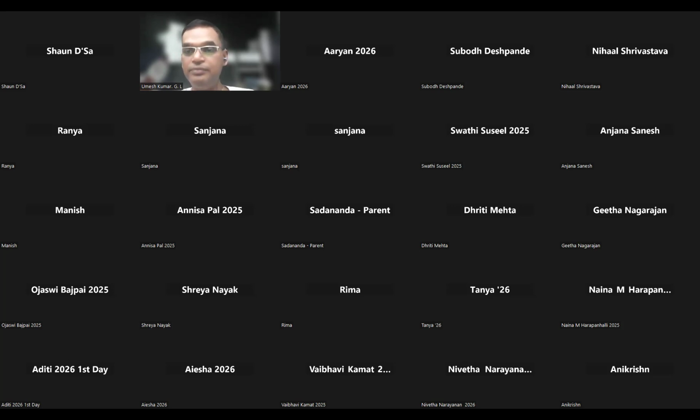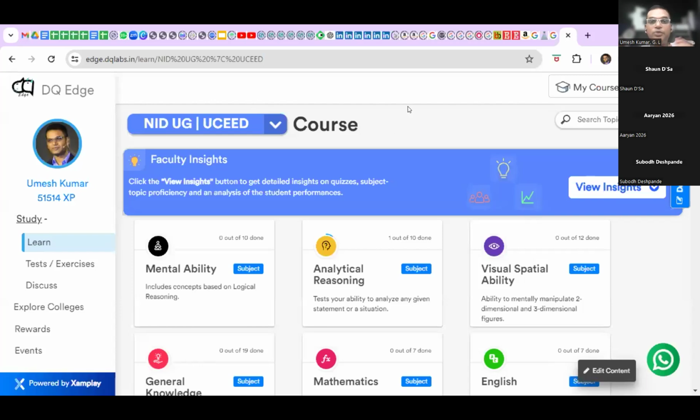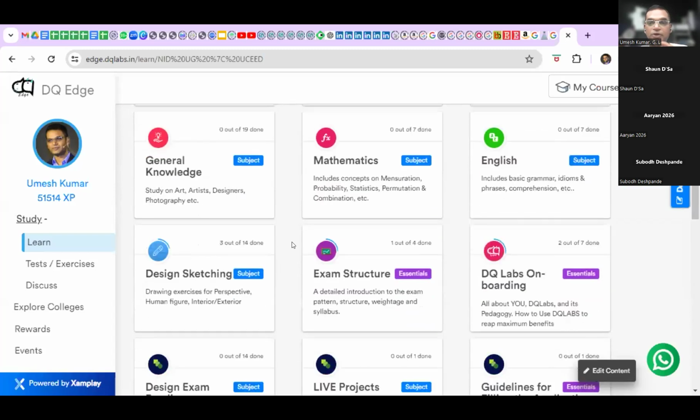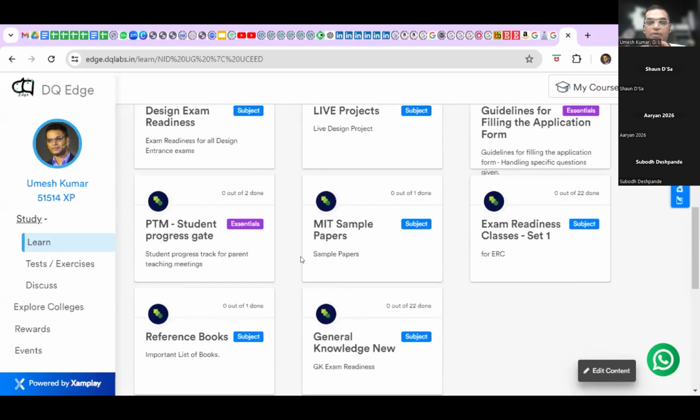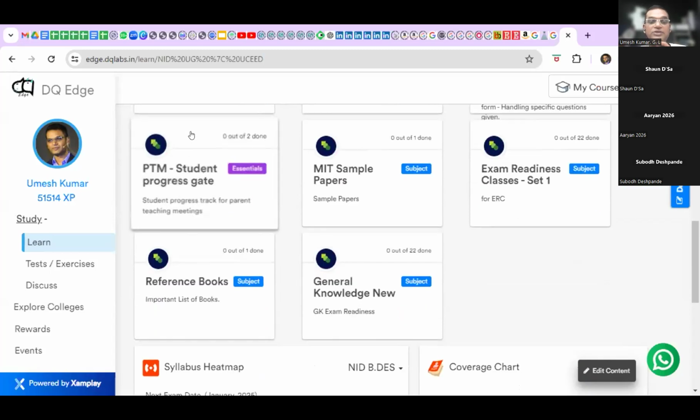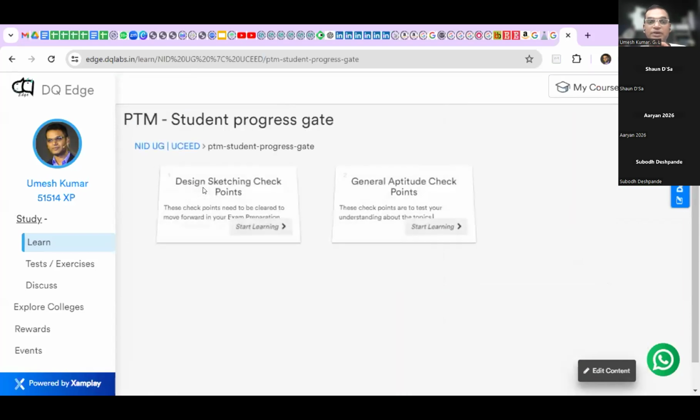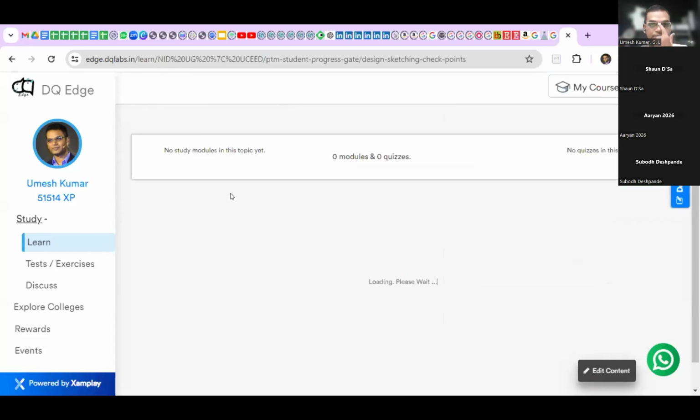All right. So when you go to your profile, scroll down. Are you able to see my entire screen, or is anything blocking the screen? No, I can see the screen. You can see it. Okay. So if you scroll down, you can see the PTM, Student Progress Gate. Click on that, and then you'll see design sketching checkpoints.